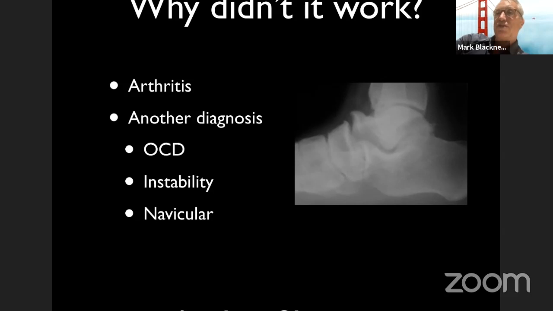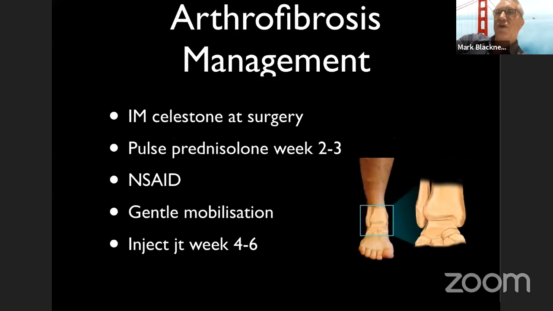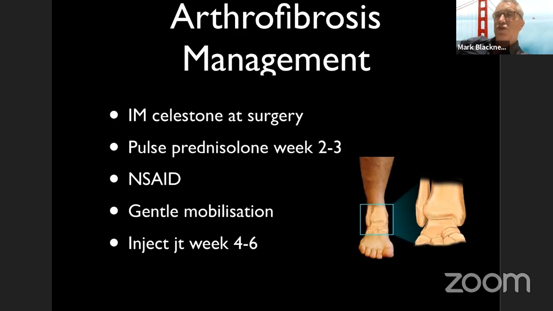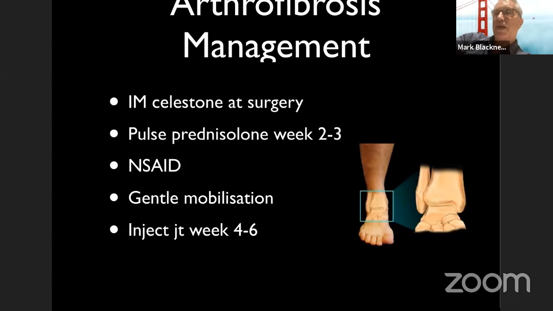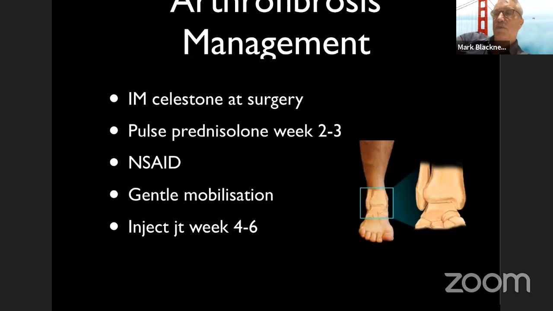If they have arthrofibrosis, if patients have a very strong history, there's a very small indication in some cases to do some injection of Celestone at surgery, but it's usually an intramuscular injection away from the joint. And then sometimes we may put patients on some prednisolone for 1 to 2 weeks, anti-inflammatories and gentle mobilization with a follow-up injection at 4 to 6 weeks if necessary. So that's my talk. I'm sorry about that with the videos, but I'm happy to take questions if need be.